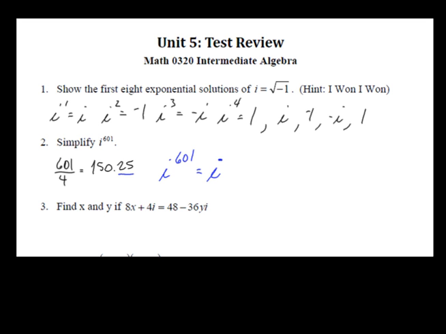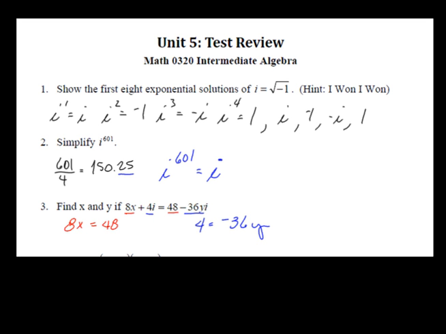For problem number 3, here we have to set the real portions equal to each other. So 8x is equal to 48. And then I have to set my imaginary portions equal to each other. So 4 is equal to -36y.